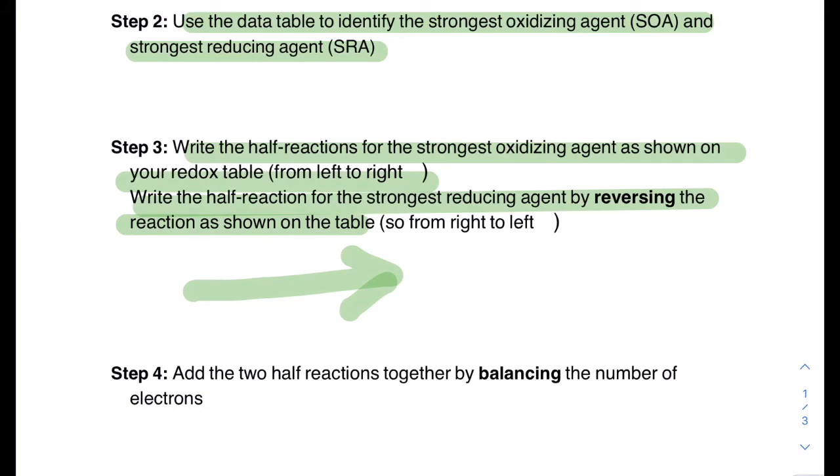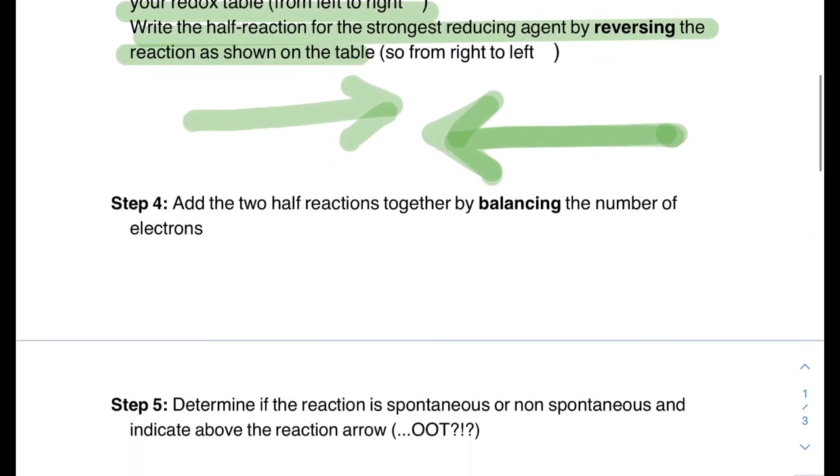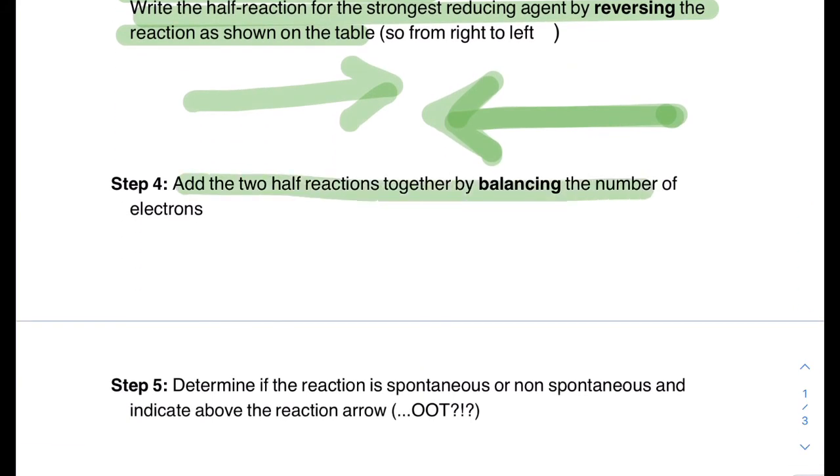So we're going to look at our reducing agent on this side, on our right-hand side, and write our equation from right to left for our reducing agent. Then we're going to add the two half reactions together. Make sure before we add them together that our electrons balance.